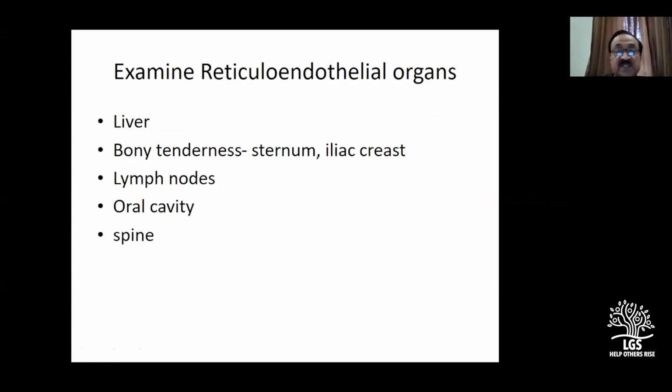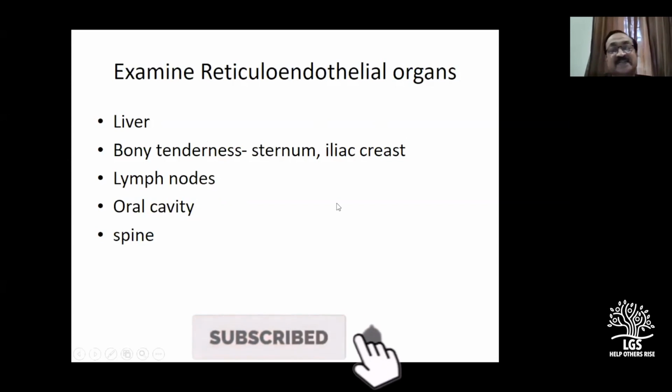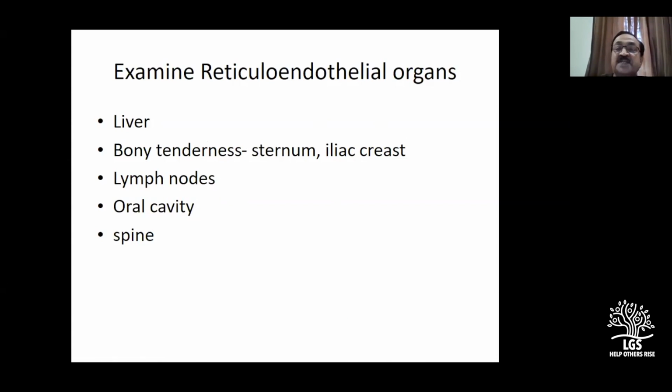So with this, before we come to the clinical examination, which is complete: the spleen being a reticuloendothelial organ, whether it's malaria, hemolytic anemia, or portal hypertension, doesn't matter. You have to make a policy to look into the liver, bony tenderness, whether there is sternal tenderness or iliac tenderness, any cervical lymph nodes, oral cavity, especially in non-Hodgkin's lymphomas, and of course whether any bony metastasis is present, spine examination, all to be done.